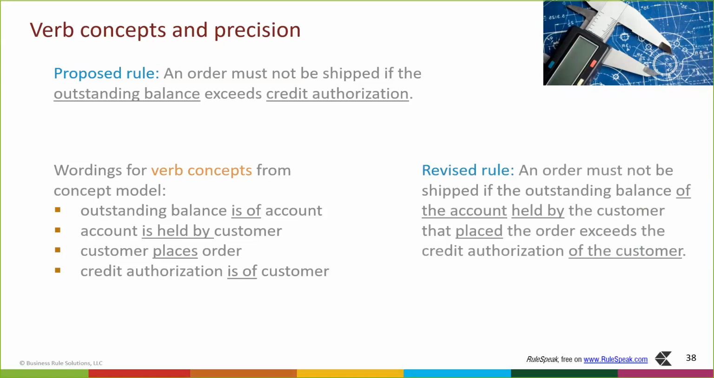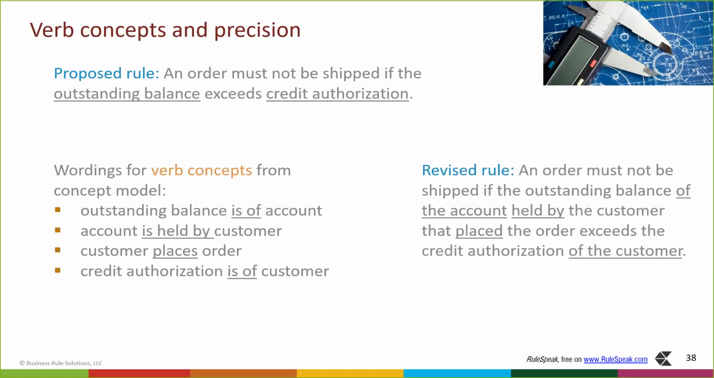Then what we can do is use those verb concepts to completely eliminate, as far as I know, the ambiguity in the original statement. So let's read this together with the verb concepts inserted. An order must not be shipped if the outstanding balance of the account that is held by the customer that placed the order exceeds the credit authorization of the customer. Now, it's going to be really hard to misinterpret that sentence, although I guess possible.